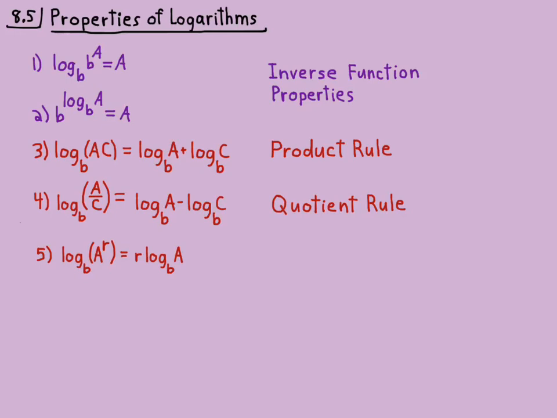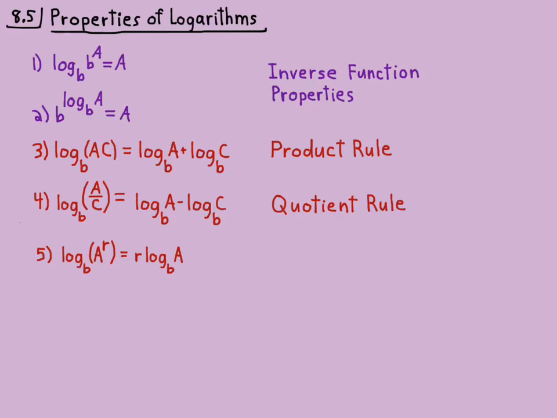So notice the analogies here. The similarities. Log of a product gives you a sum. Log of a quotient gives you a difference. Log of a power gives you a product. If you remember order of operations in arithmetic, it goes like plus and minus first, and then times, and then powers.